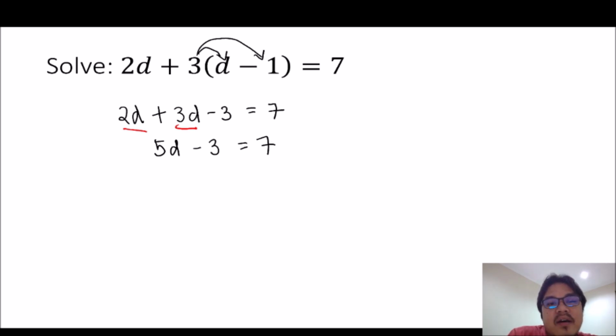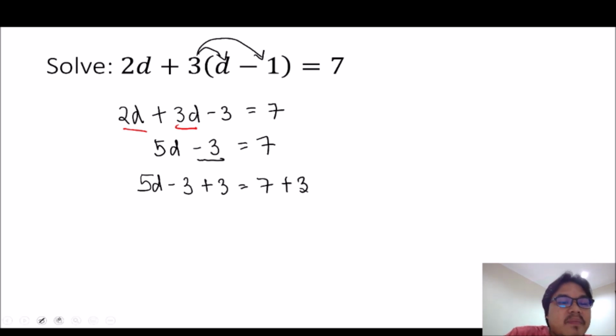Okay, you will notice that the resulting equation 5d minus 3 equals 7 can be solved using two-step equations. So let's remove minus 3 first. To remove minus 3, we will apply the inverse of it, which is adding 3 on both sides. Negative 3 plus 3 is 0, so we can cancel this. What will remain on the left-hand side is only 5d. And then simplify the right-hand side, 7 plus 3, which is 10.